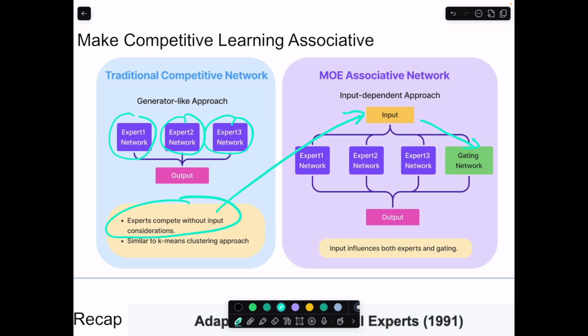Now, as you can see, the competitive network in MOE is still competitive, one winner dominates, but it is also associative because the mapping depends on the input. Practically, this means that a single MOE can own an end-to-end task while letting experts focus on sub-regions. This way, we have a powerful hybrid, a system that maintains the specialization benefits of competition, but still functions as an input-to-output mapper.